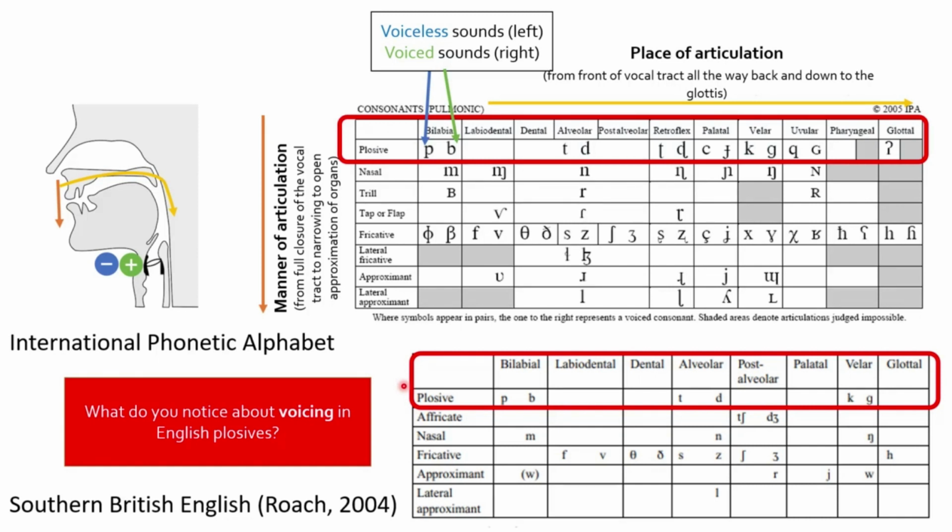So people who do phonology study different sound systems, and one of the things they like to study is how sound systems may or may not be symmetrical. And we have an apparent symmetry here in terms of voicing in English plosives.